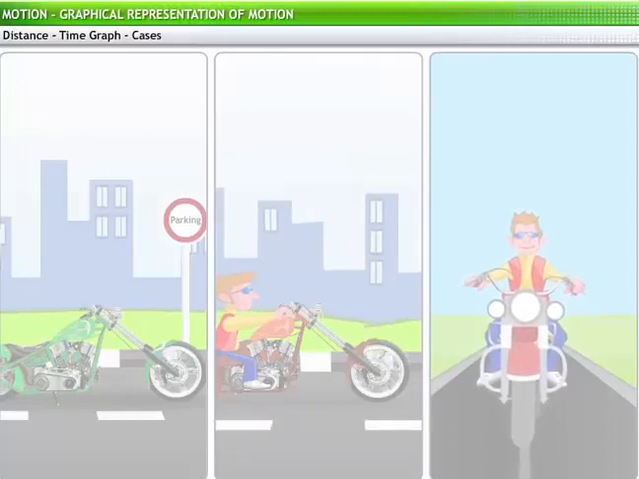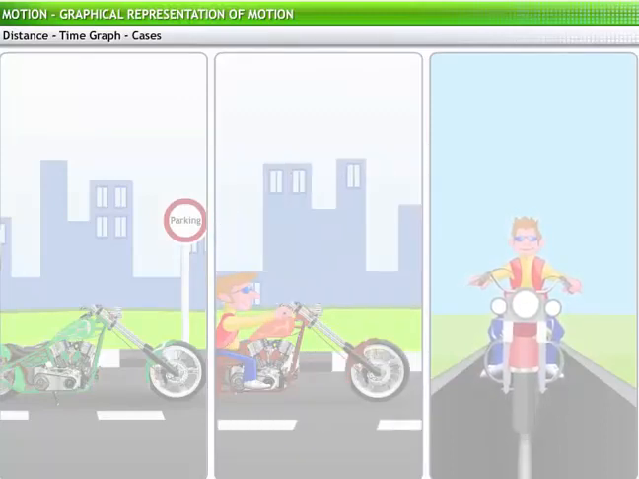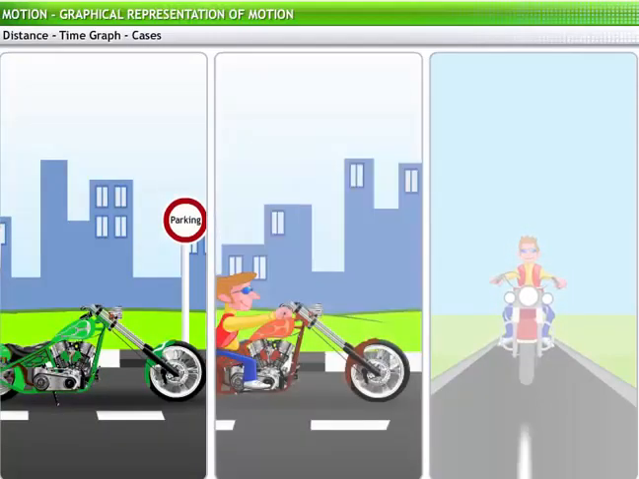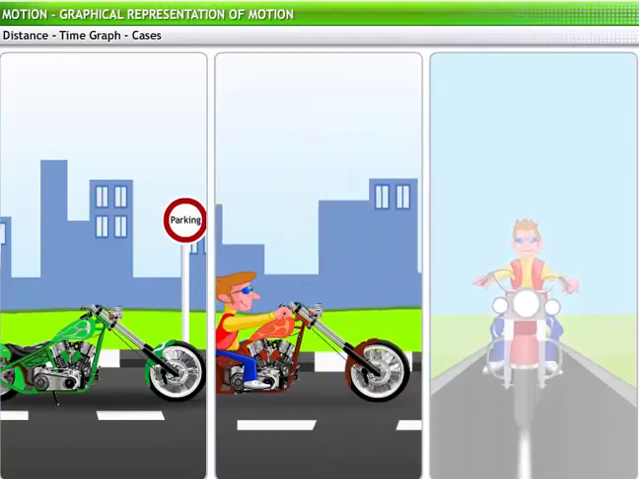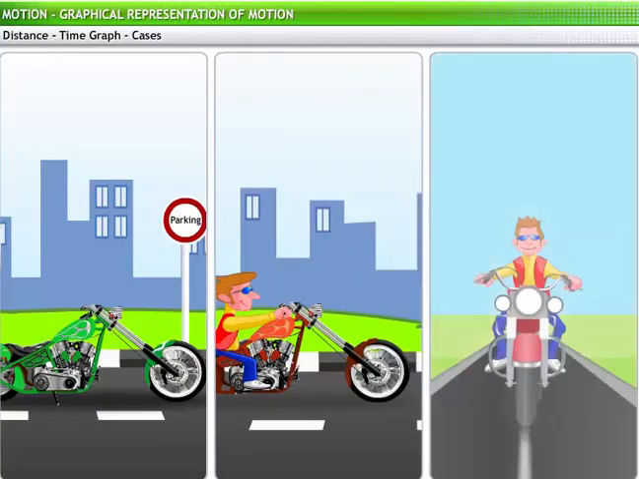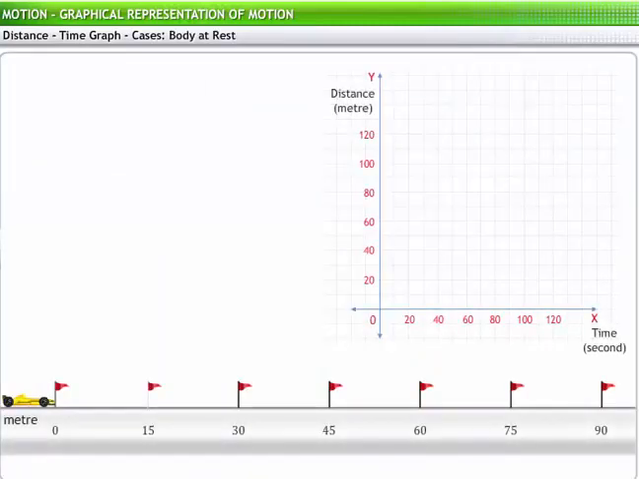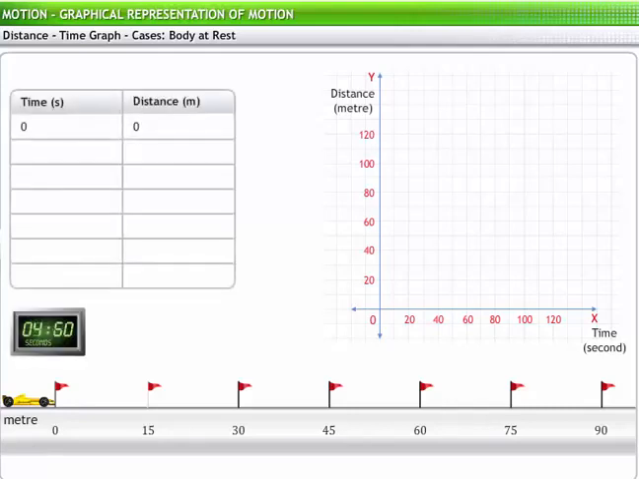Considering the nature of the motion of a body, a distance time graph may show a body at rest, a body with uniform motion, and a body with non-uniform motion. If a body is at rest and does not move, we say the distance travelled by the body is 0, no matter how much time has elapsed. The distance time graph for such a body at rest is plotted as a straight line along the X-axis.